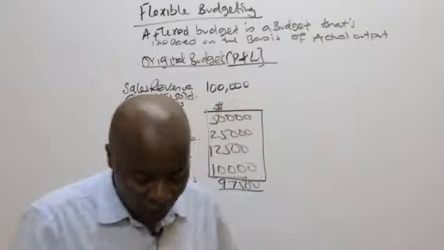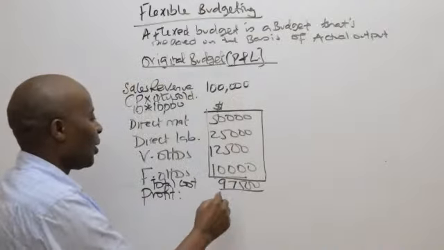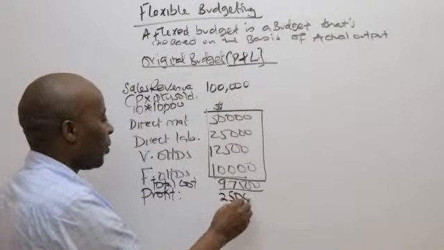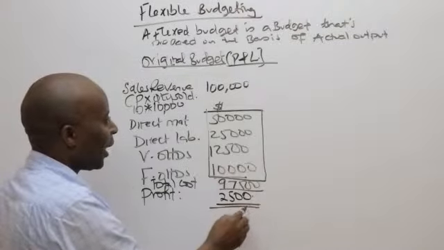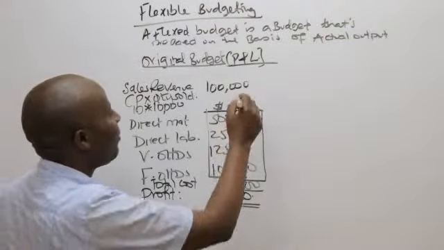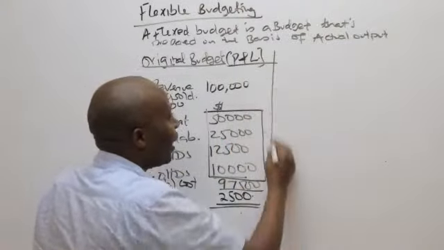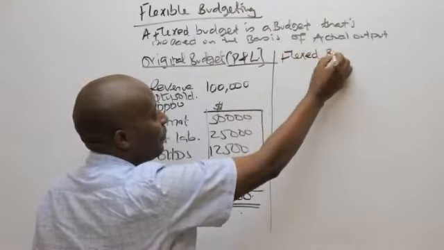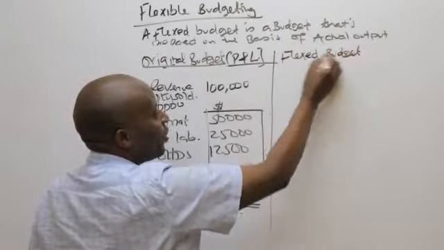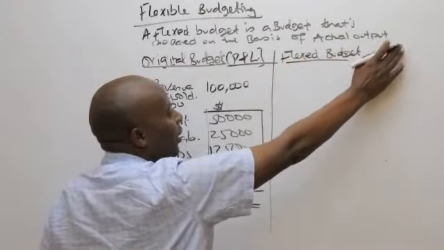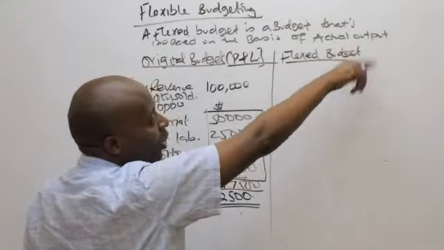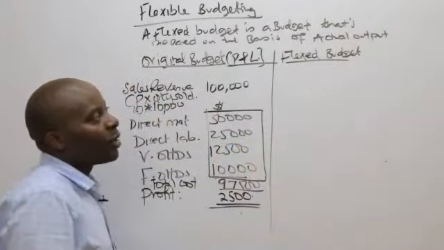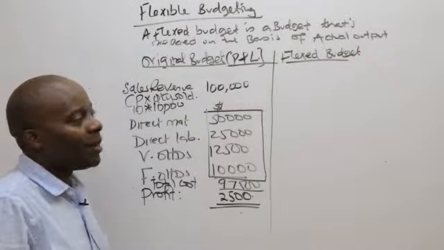Profit itakuja 2,000 what here? 500. So the profit is 2,500 like that. And then I'll come and create a flexed budget by the side here. Please conserve your space because later on we shall be having a column there for actual. So come and give us the flexed budget.